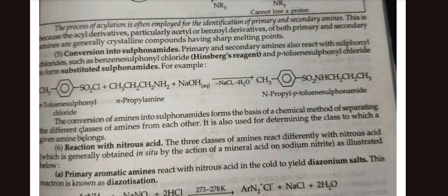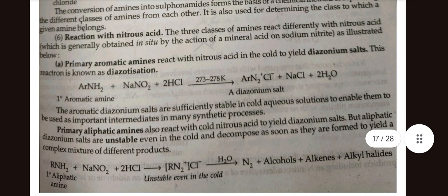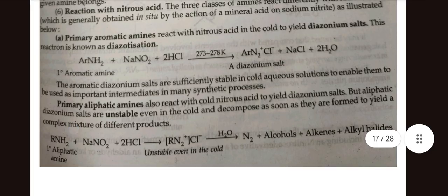Sixth, reaction with nitrous acid. The three classes of amine react differently with nitrous acid, which is generally obtained in situ by the action of mineral acid on sodium nitrite, as illustrated below. Primary aromatic amines react with nitrous acid in the cold to yield diazonium salts. This reaction is known as diazotization. Primary aromatic amines give a diazonium salt.